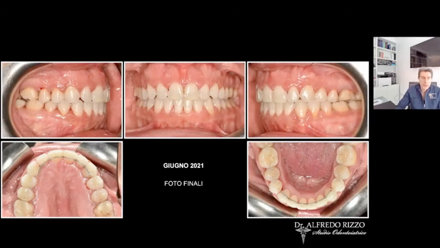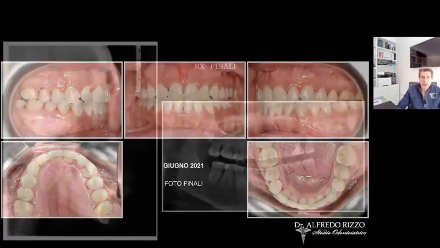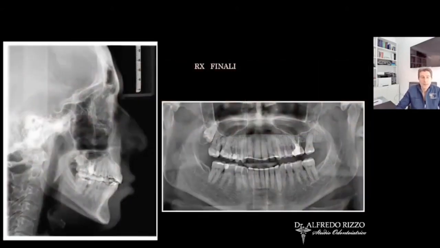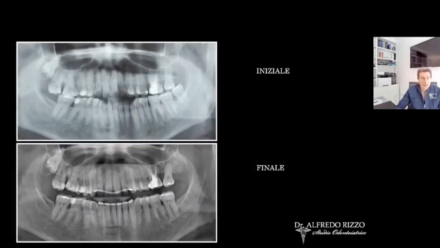We see class 1 on the left and on the right. We see the midline correctly positioned. The bite is closed without an extrusion of the upper anteriors. These are the follow-up cephalometric and panoramic X-rays. You see the before and after panoramic X-rays.